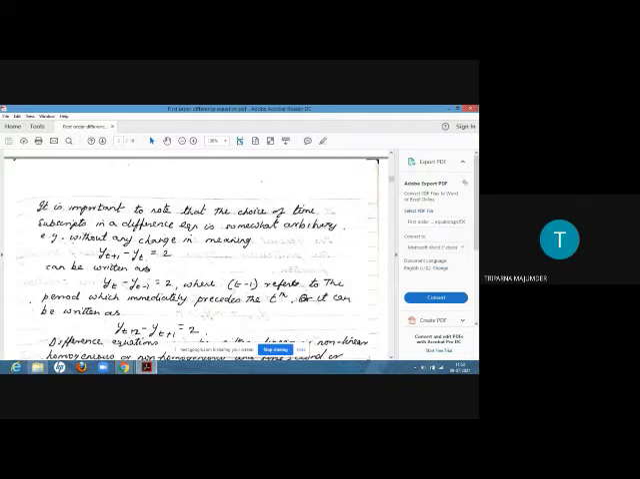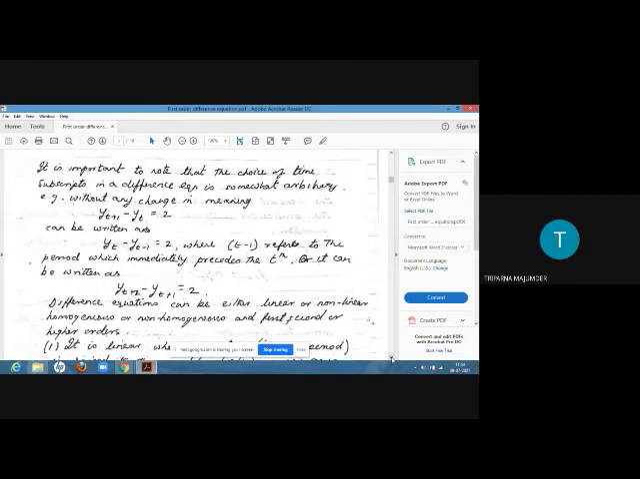Here t-1 refers to the period which immediately precedes the t-th period, or it can be written as y_{t+2} - y_{t+1} = 2. I hope this is pretty simple to understand. We are just taking the difference in the value of y in two consecutive periods, be it t+1 and t, or t and t-1, or t+2 and t+1.